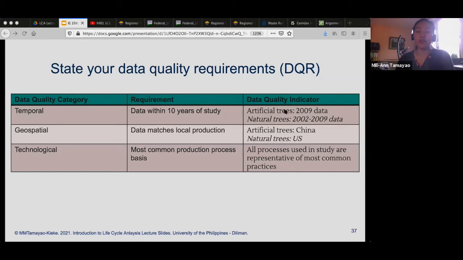Say, for example, you're conducting a study in 2010 and your data is from 2009, then that's still acceptable given your requirement. Natural trees, 2002 to 2009 data, and so on. You can find this actually in the LCA book.